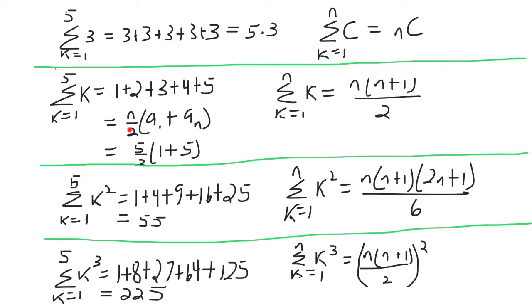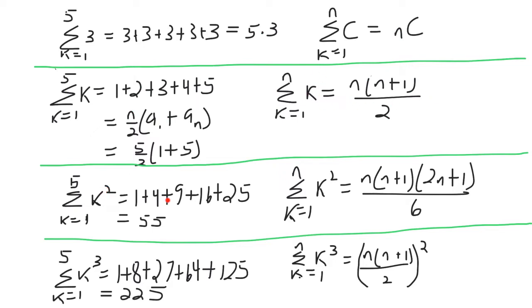So we can do 5 over 2, first term plus last term, and get your answer. In general, you can do n over 2. The first term will be just 1 every single time if you start with k equals 1. And the last term will be whatever's on top, which would be n. So n times n plus 1, over 2. That's a nice little pattern right there when there's just a k.